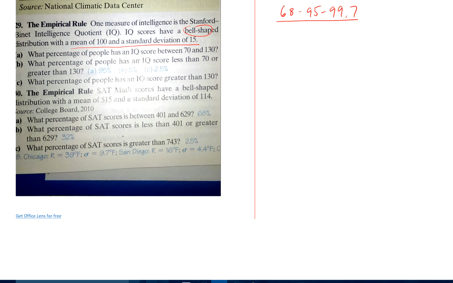What percent have a score between 70 and 130? Let's look at what we're talking about with a bell-shaped curve. Here's my bell-shaped curve. The mean is 100, standard deviation is 15. So if I go down to 85 and up to 115, we're saying 68% is between these two values.